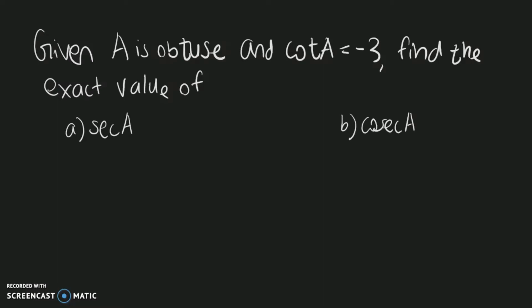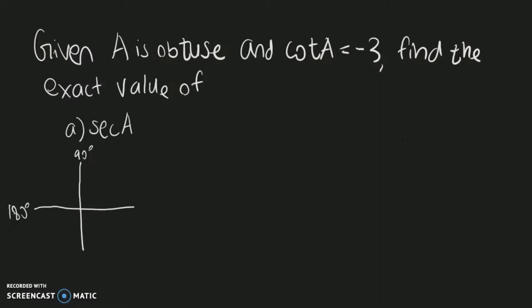Okay, let's consider an example where we can use these three reciprocal functions. This is the question. Given A is obtuse and cotangent of A equals -3, find the exact value of secant A and cosecant A. We're given that A is obtuse, which means that the angle A is somewhere between the 90-degree mark and the 180-degree mark. So it's somewhere here.